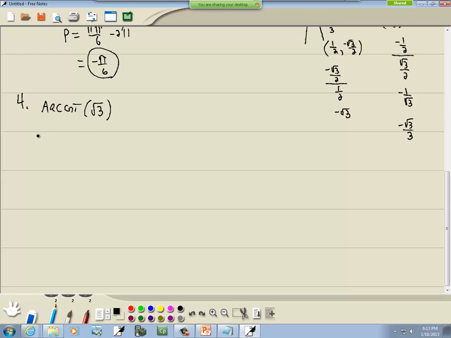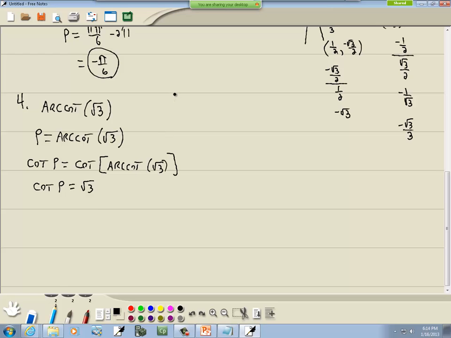Okay, so again, we'll set equal to a variable, set equal to p. Sometimes my memory's not that great, so. And then I'll take cotangent on both sides. So we got cotangent p is equal to cotangent of arc cotangent square root of 3. Well, cotangent and arc cotangent cancel each other out. So we got cotangent p is equal to square root of 3.